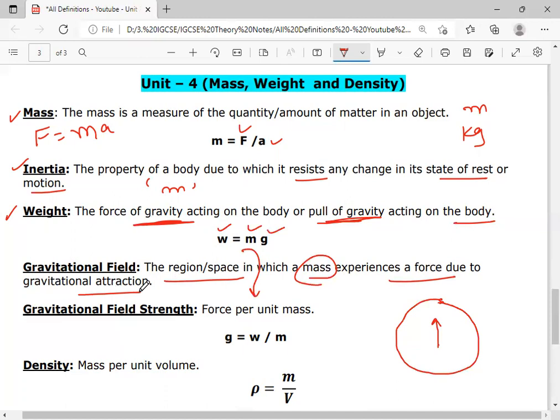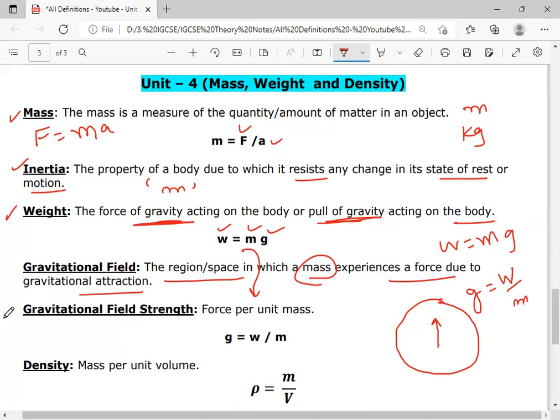So how can we write this definition? We know the formula W is equal to mg, and from here we can write the formula g is equal to W over m. So the space or region in which mass experiences a force due to gravitational acceleration or gravitational attraction.